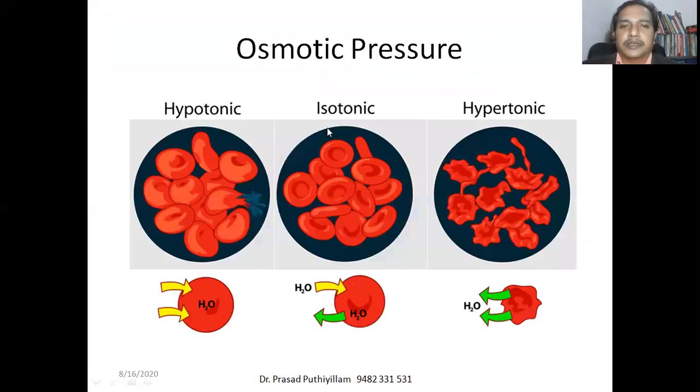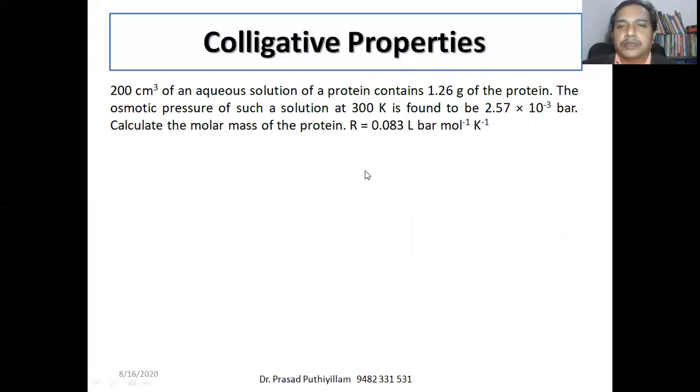So these are the three cases: isotonic, that is the normal case; hypertonic, in which the salt concentration we use is more than 0.9 mass by volume; and hypotonic, which means it is less than that. Therefore, a numerical problem is given.